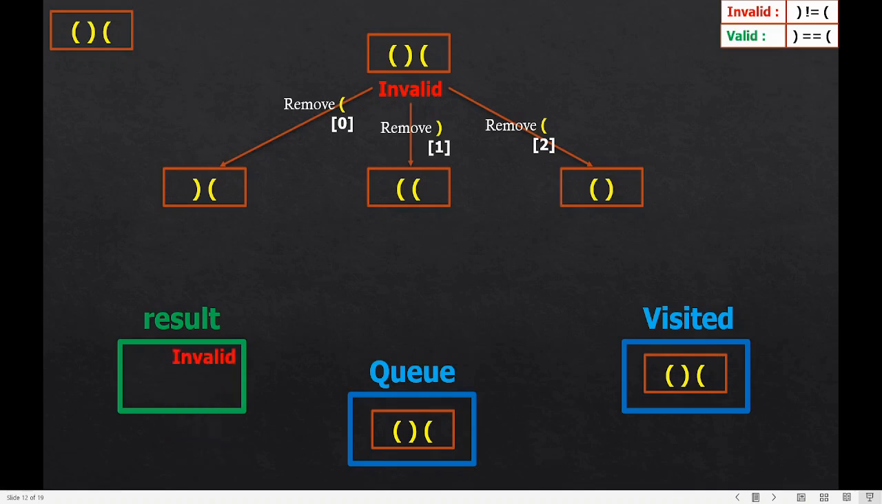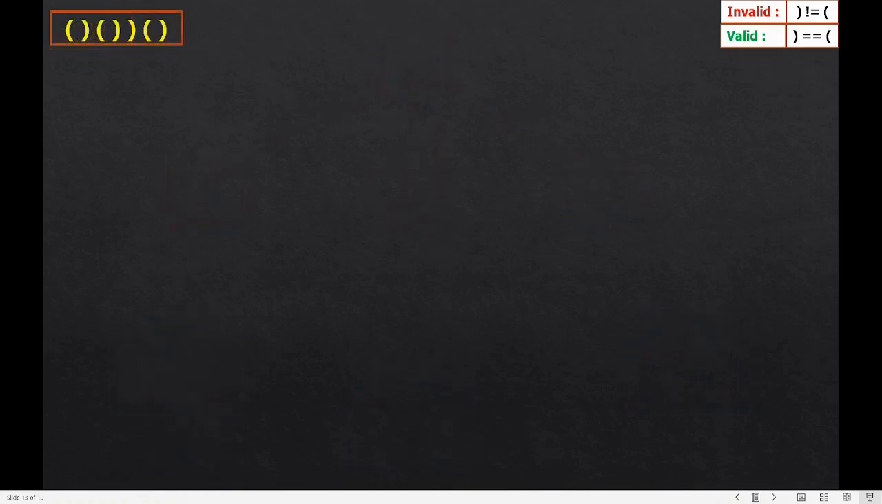Now here the first expression we obtained by removing the 0th index is invalid. The second expression we obtained by removing the first index is also invalid. But the third expression we obtained by removing the second index is valid. So we will put that into the result list. Now let us take another example. Here this is the invalid expression, the initial string provided to us.